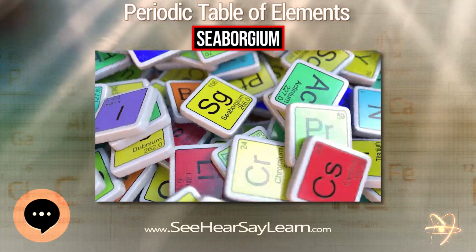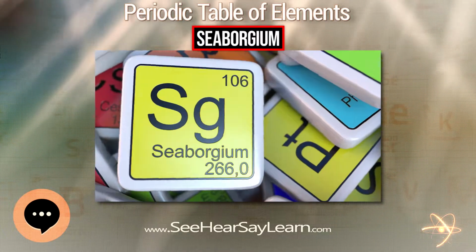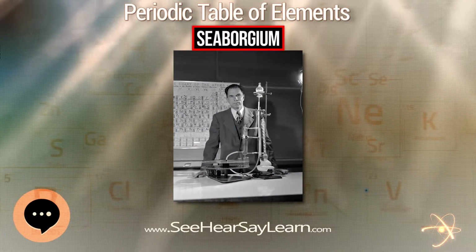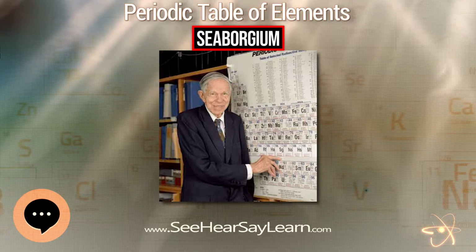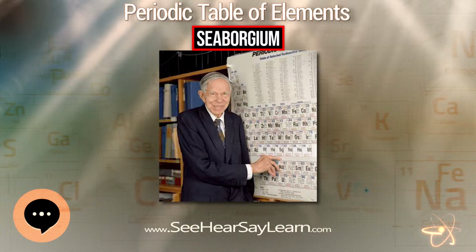Seaborg commented regarding the naming, "I am, needless to say, proud that US chemists recommended that element 106, which is placed under tungsten, be called seaborgium."